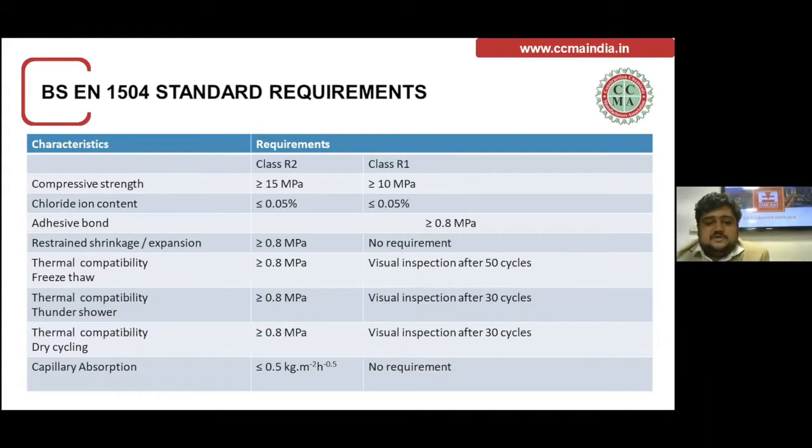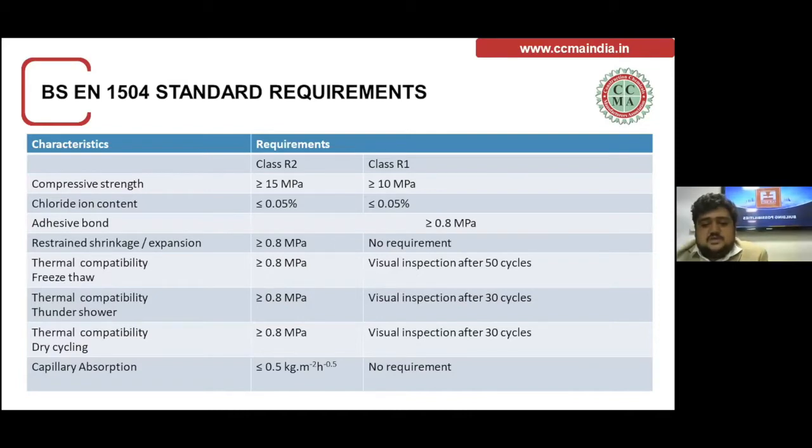Thermal compatibility, freeze and thaw, which applies in colder weathers and colder countries: as per R2 it's greater than or equal to 0.8 MPa, and for R1 it has to be visually inspected after 50 cycles for defects. Thermal compatibility and thunder shower: the adhesion should be greater than or equal to 0.8 MPa, and visual inspection after 30 cycles has to be done. Thermal compatibility and drying cycle, this is the sun, and it should again be 0.8 MPa, and visually after 30 cycles it has to be checked in R1.